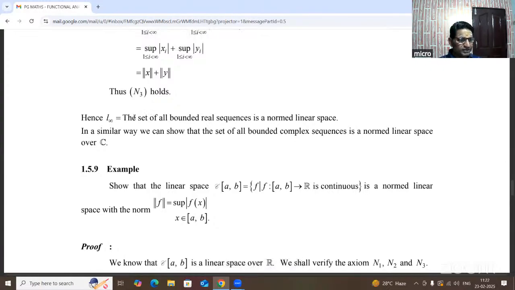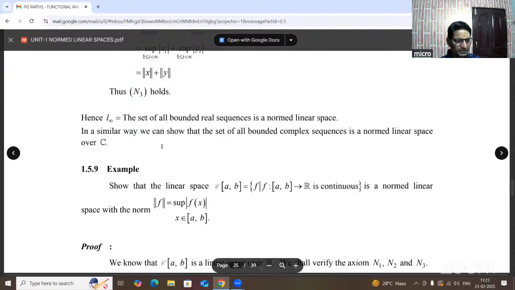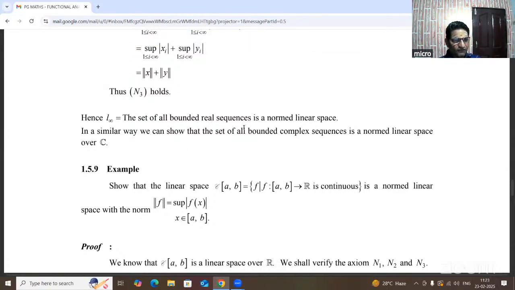Explain that L infinity means the set of all bounded real sequences is a normed linear space. That is the L infinity part. In the same manner, the set of all bounded complex sequences is also a normed linear space over the complex numbers.